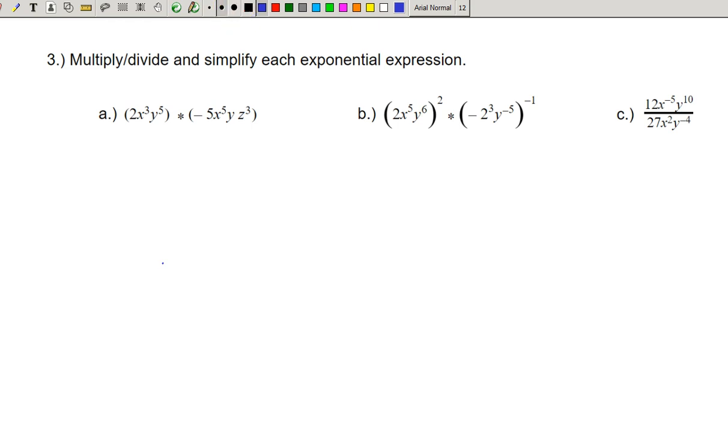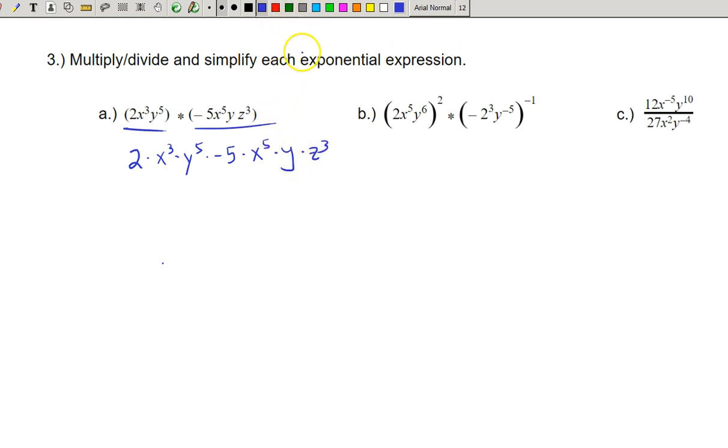So looking at part A, we have an expression times an expression. A lot of people will look at this and see parentheses and then think that they have to somehow distribute or anything like that. But basically we're multiplying all of these factors together. And so I could write this problem as 2 times x cubed times y to the fifth. It's really just one thing here. Times negative 5 times x to the fifth times y times z cubed.